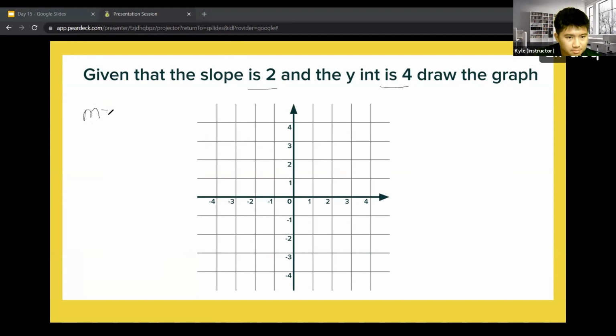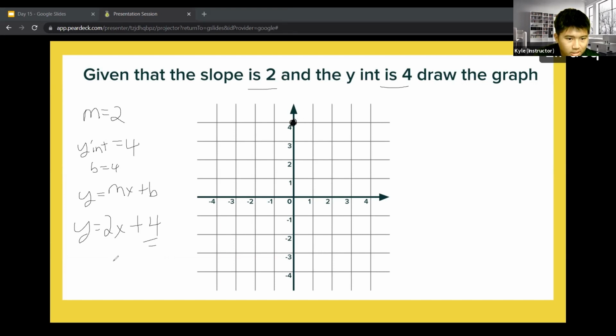So again, m is 2, the y-intercept is 4. So using those two pieces of information, I plug them into this equation. So m is 2, y equals 2x, and then b is 4, so I do plus 4. In this case, using this equation, I can first see that I know the y-intercept. It's 4. So I place the 4 right here.